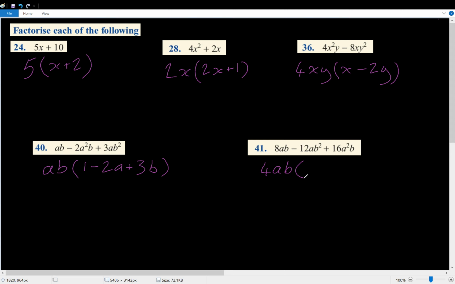And then inside our brackets, we're going to put what we get when we divide 8ab by 4ab, which is just 2. And then what we get when we divide 12ab squared by 4ab, and that's going to be 3b. And then what we get when we divide 16a squared b by 4ab, and that's going to be 4a, like that. And that is that.